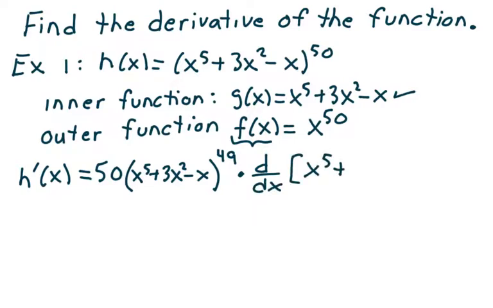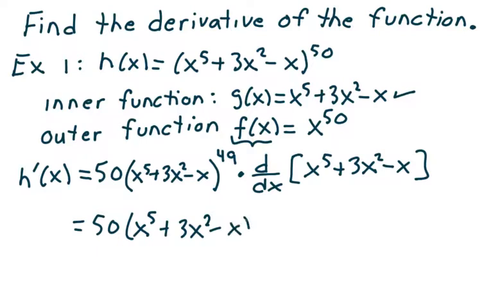So in this case, I'm going to multiply by the derivative of x to the 5th plus 3x squared minus x. And so this is 50 times x to the 5th plus 3x squared minus x, and that's to the 49th, by the way, times 5x to the 4th plus 6x minus 1. And that's how you would do the first example. So the key on these is to be able to identify that inner and outer function.